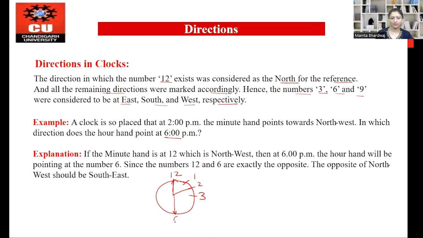So at 6 p.m., this is northwest, between north and west. It means if this is north, this is west, and this will be east, and this will be south. So between south and east at 6 p.m., the hour hand shows southeast direction. So southeast is the answer.